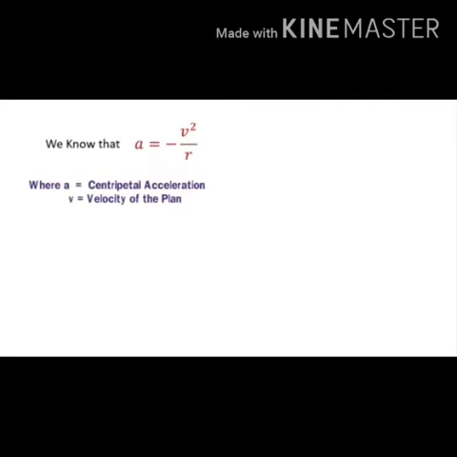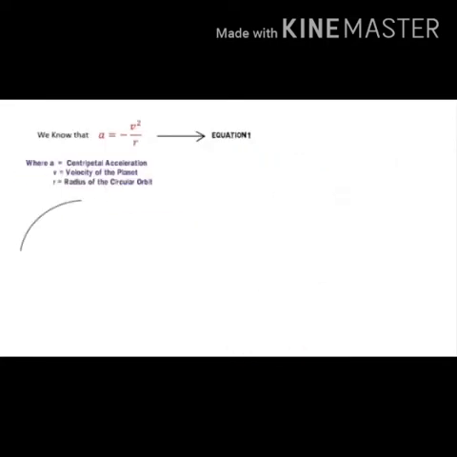Therefore, a is equal to minus v square by r. a is the centripetal acceleration towards the center, v is the velocity, and r is the distance of the planet from the center of the orbit.